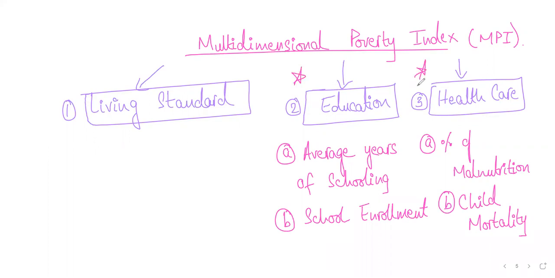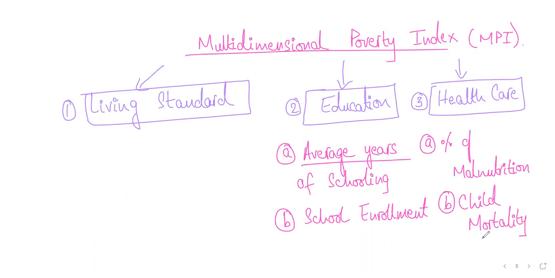But to get a better idea, a more detailed idea, and to better differentiate between countries, the more data and statistics you have, the easier it would be to differentiate between countries in terms of development, right? So that is why multidimensional poverty index uses 2 statistics: average years of schooling for education and school enrollment. Similarly, in healthcare, they use 2 statistics: percentage of malnutrition and child mortality, right?